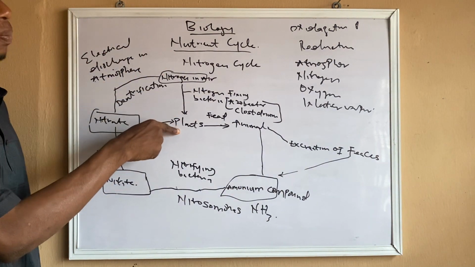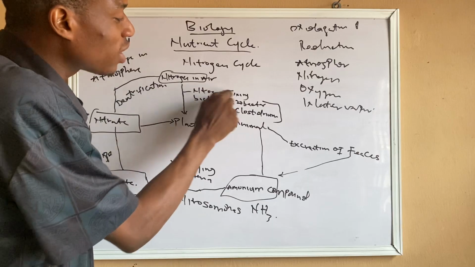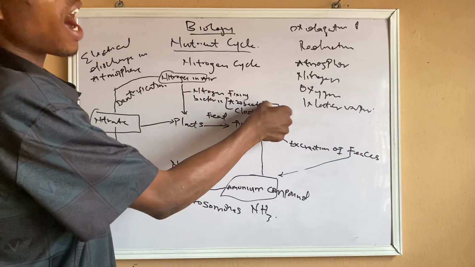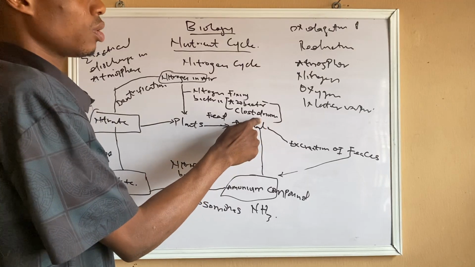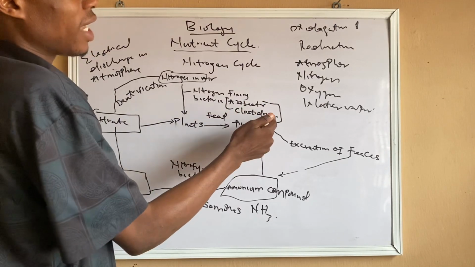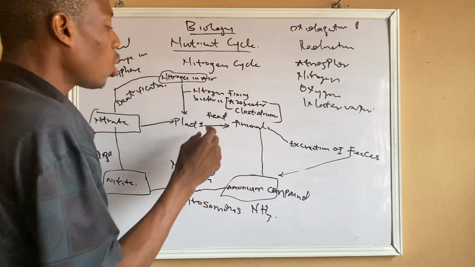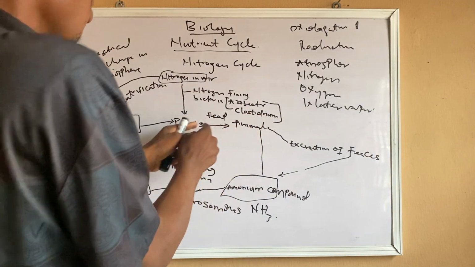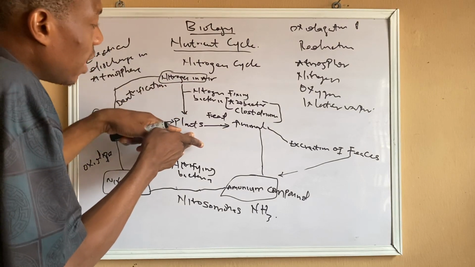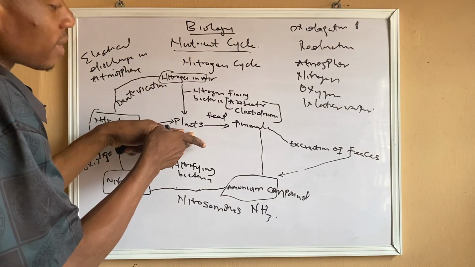And this nitrogen will be fixed into the plant through nitrogen-fixing bacteria. That kind of bacteria is either Azotobacter or Clostridium. Once an Azotobacter is in a plant, then there won't be Clostridium. So this Azotobacter or Clostridium will be the one to fix the nitrogen in the atmosphere to the plant.